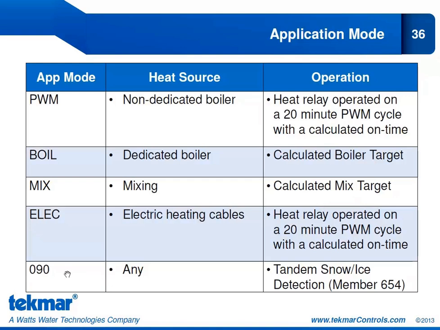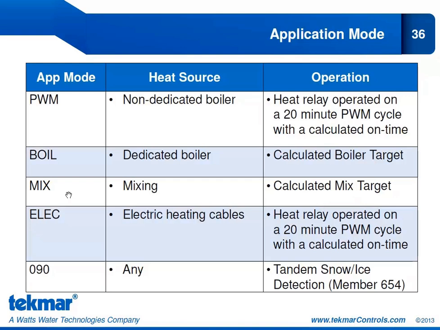We have application mode 090, and this is only if you're doing tandem snow ice detection and you are configuring the member 654. We have application mode elect, and that is only if you are using electric heating cables for your snowmelt system. If you do choose this, then you're going to be using the heat relay, and the heat relay will operate on a 20-minute PWM cycle with a calculated on time. And that on time, of course, depends on the slab target and what the current measured slab temperature is.